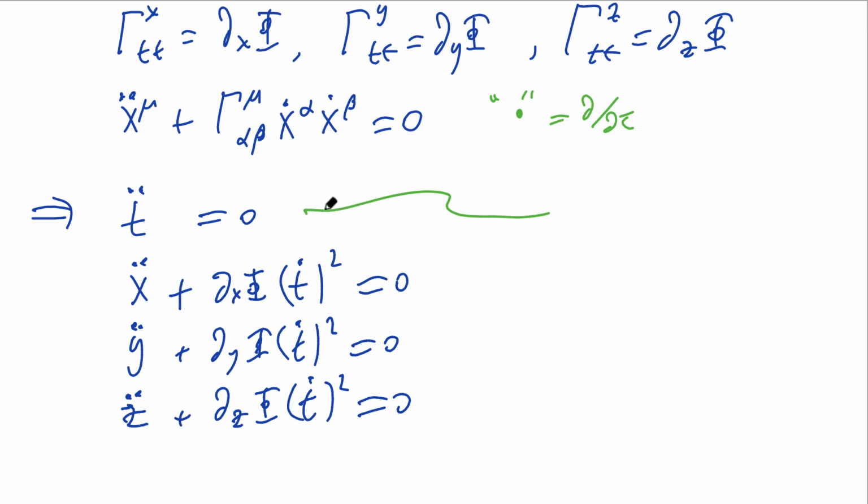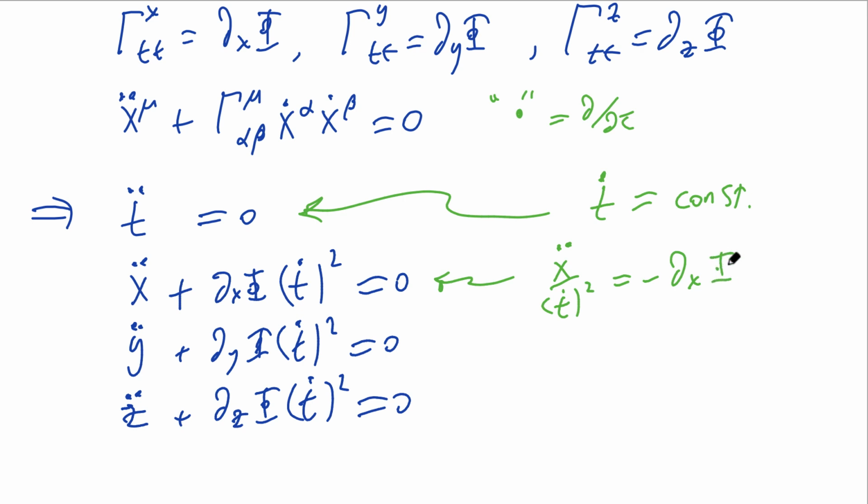Now what this equation is telling us is that t is a linear function of the proper time tau. In particular, t dot is a constant. And that means we can write these equations. Let's look at this x double dot equation. This is x double dot over t dot squared equals minus partial x of phi. But because t dot is constant, we can write this as 1 over t dot times partial with respect to tau of 1 over t dot partial x with respect to tau equals minus partial x of phi.